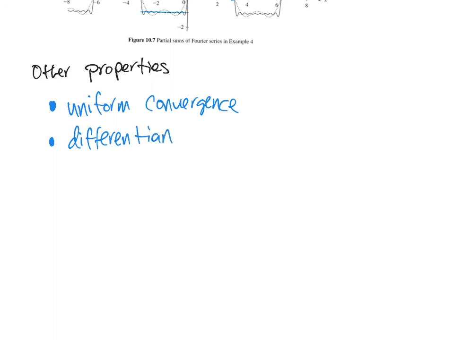Differentiation. Under certain conditions, you can differentiate the Fourier series termwise. And then similarly, integration. You can integrate termwise, just like we had with power series. Those are really nice properties, because if we have this infinite sum and we know that we can integrate and differentiate it term by term, those terms are really easy to integrate and differentiate. They're just sines and cosines. So that's it for Fourier series. In our next section, we're going to talk about breaking these down into just sine and cosine series when we need to.